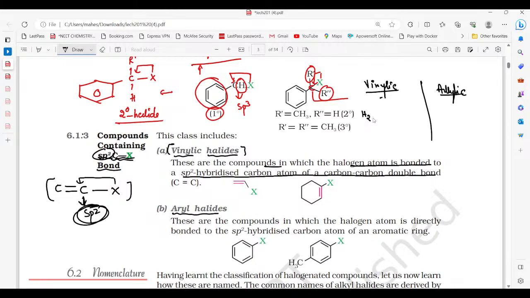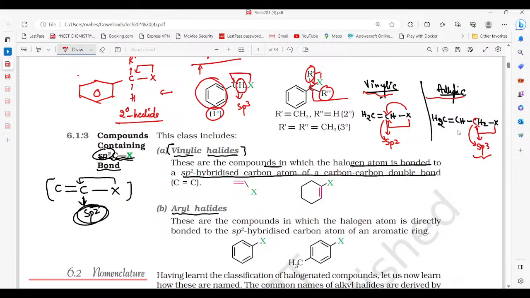Here, H2C=CH–halogen is vinylic, and allylic means CH2=CH–CH2–halogen. Here we have to point out the difference between them. In vinylic, the halogen attached carbon undergoes sp2 hybridization. In allylic, the halogen attached carbon undergoes sp3 hybridization. This is the major difference between the vinylic and allylic halides. In allylic halides, the halogen attached carbon has sp3 hybridization, but in vinylic, the halogen attached carbon undergoes sp2 hybridization. This is the major difference between the vinylic and allylic.